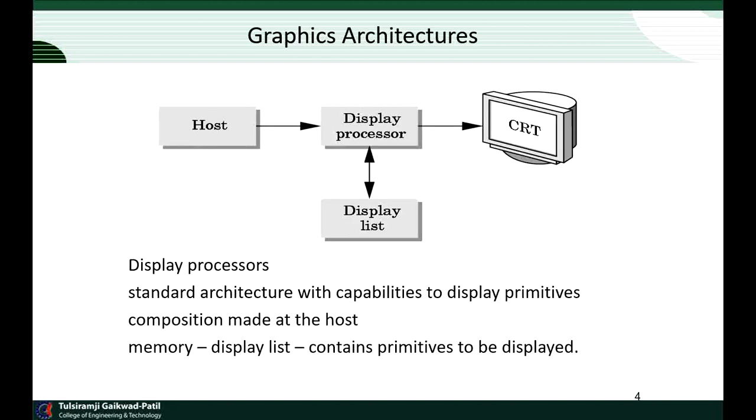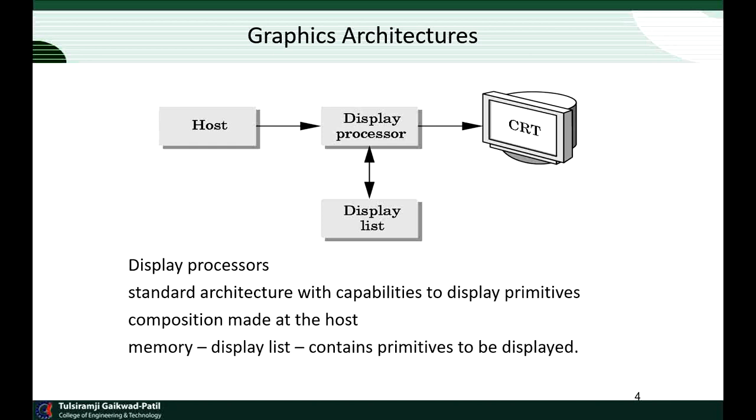Then here another architecture of computer graphics is given. The host gives input to the display processor, and the display processor is connected with the display list, and the data is given as input to the CRT. CRT is nothing but the output device or display device. The role of the display processor is a standard architecture with the capability to display the primitive composition made at the host, and the memory uses the display list, which contains primitives to be displayed on the screen.